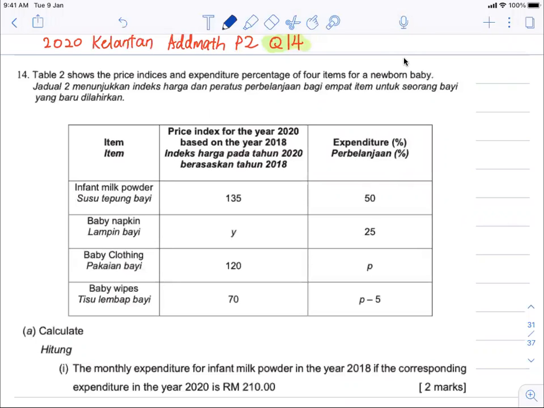So this question provides us with a table. This one, the column is price index of year 2020 based on year 2018. And then this one is the expenditure in percentage. This one is the item for different categories.